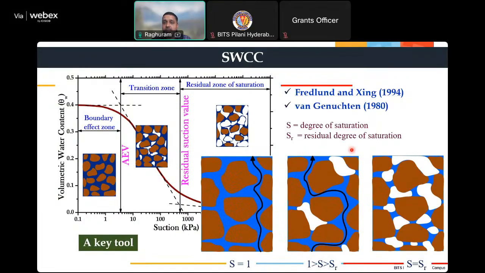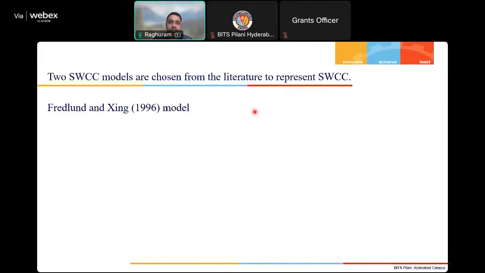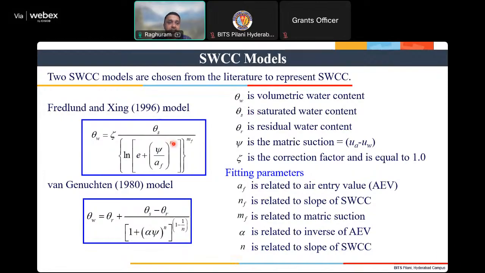Here we have two different models that are commonly used in soil mechanics: the Fredlund and Xing and the van Genuchten models. I'll show what the models and the associated equations are. Here, psi represents suction and theta_w represents volumetric water content. You have a, n, m as fitting parameters for the Fredlund and Xing model, and alpha, n as fitting parameters for the van Genuchten model. So we are using these two models in the study.